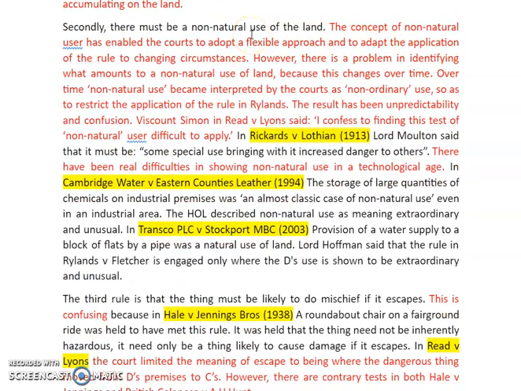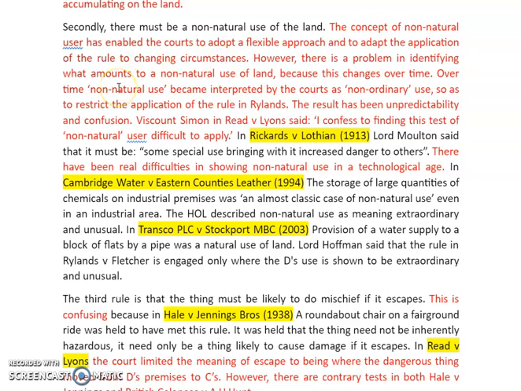Secondly, there has to be a non-natural use of the land. And this is where you can talk about the fact that this concept has allowed the courts to adopt a flexible approach. And it's meant that they can adapt the application of what is an ancient rule, really, to changing circumstances. So, in a way, that's an advantage. But there is a problem in identifying what amounts to a non-natural use of land. Because if that's going to develop over time, it's then going to be hard to advise your clients on this.